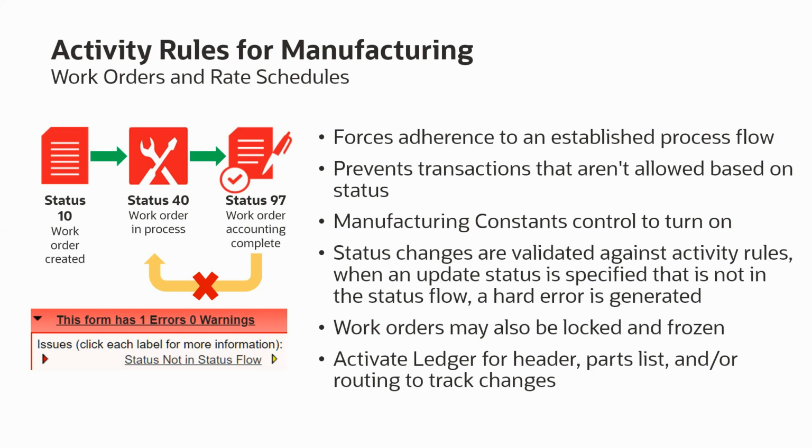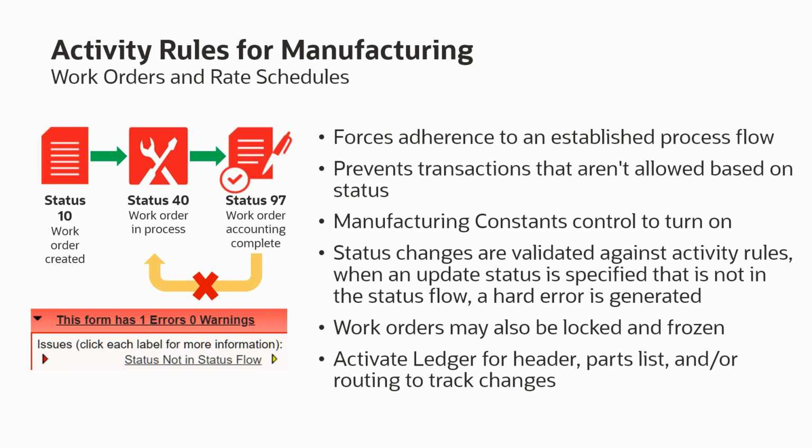Hello. In case you haven't heard, activity rules are now available for manufacturing work orders and rate schedules in J.D. Edwards Enterprise 1, including the ability to trigger ledger entries. They allow a status flow to be defined and enforced similar to what already existed for plant and equipment maintenance work orders and sales and purchase orders.